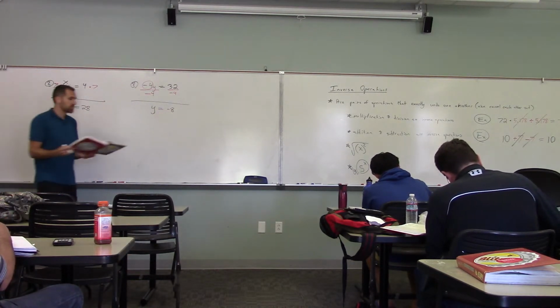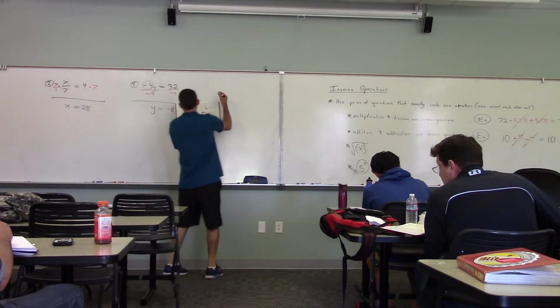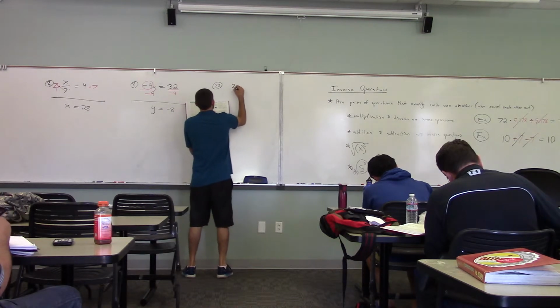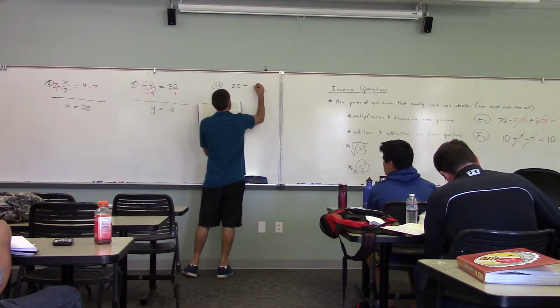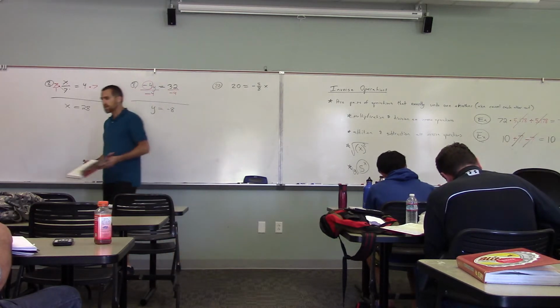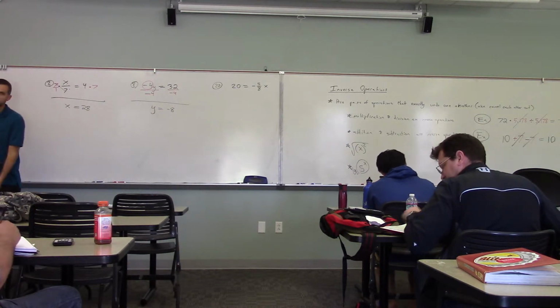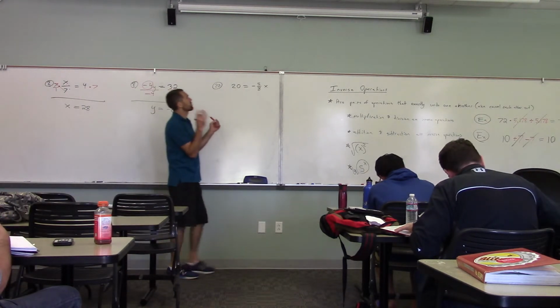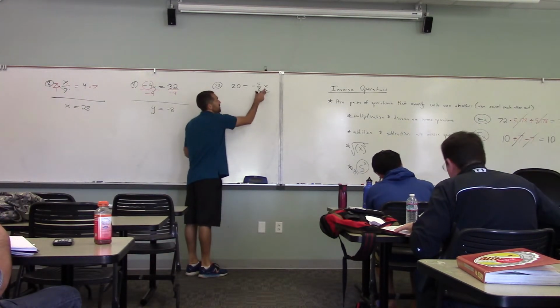And then things get a little bit harder. People like to get creative with ones like this, and that's okay. Creativity's fine. So 20 equals negative 5 over 8x. Yes, you can multiply both sides by negative 5 over 8, or by 8 over 5. But why? What is happening here?